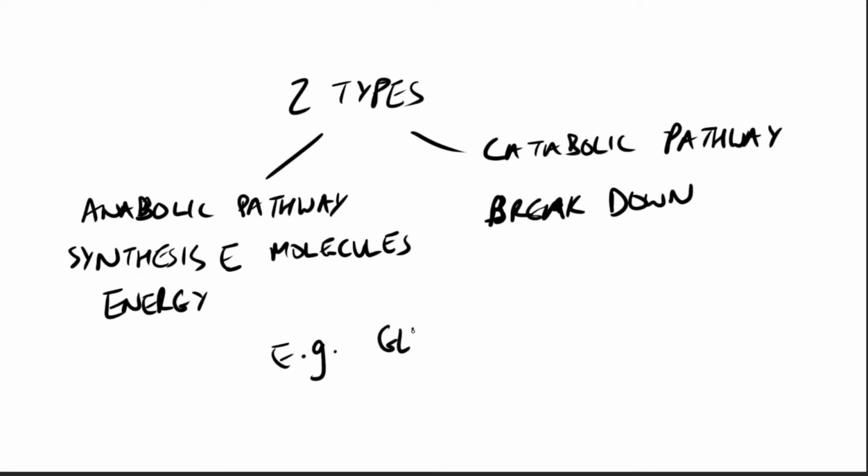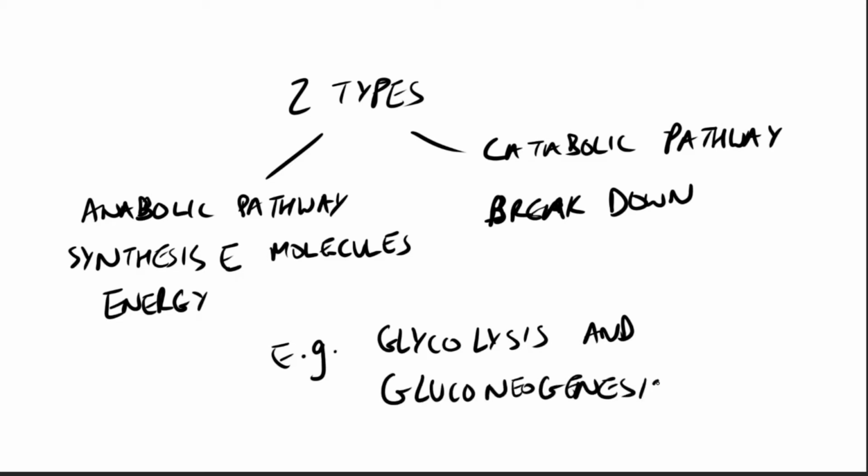Examples of anabolic include gluconeogenesis, which is the building of glucose, and examples of catabolic is glycolysis, which is the breaking down of glucose.